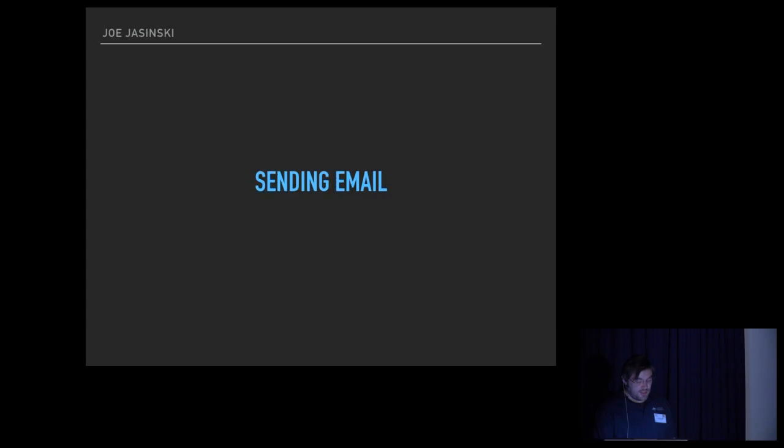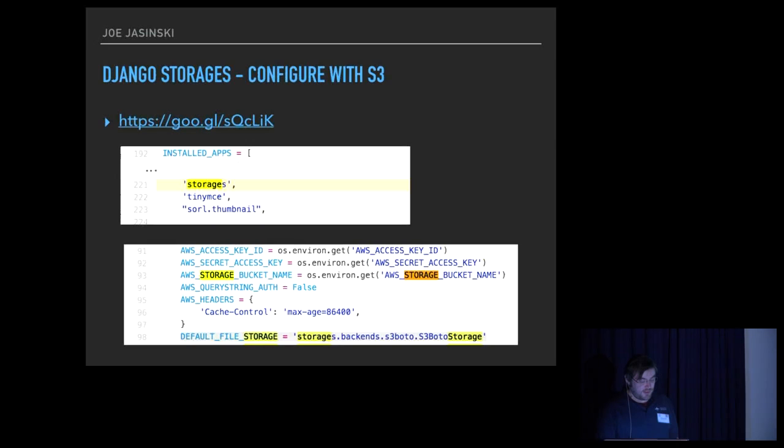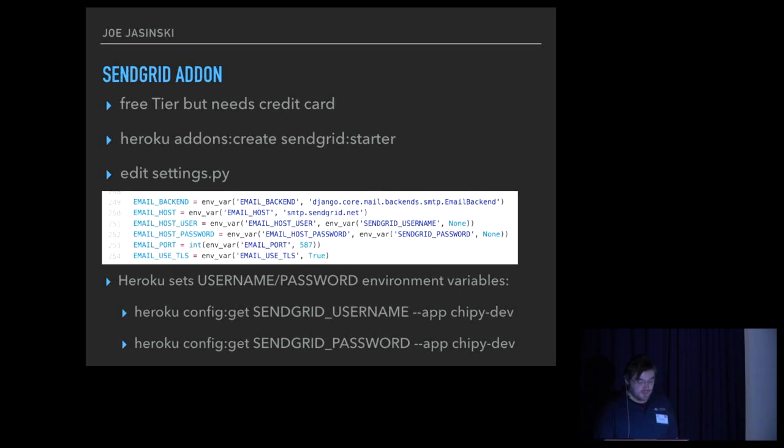Sending email also requires an add-on, and the add-on that I've used and like is SendGrid. SendGrid is basically an email gateway, and installing it in Heroku is as simple as doing heroku addons:create sendgrid. You'll also need to configure the SendGrid variables in your settings.py, so it'll read the SendGrid variables from your environment and set them to the default email settings that Django expects. Installing the add-on will automatically set the SendGrid config in the environment variables.